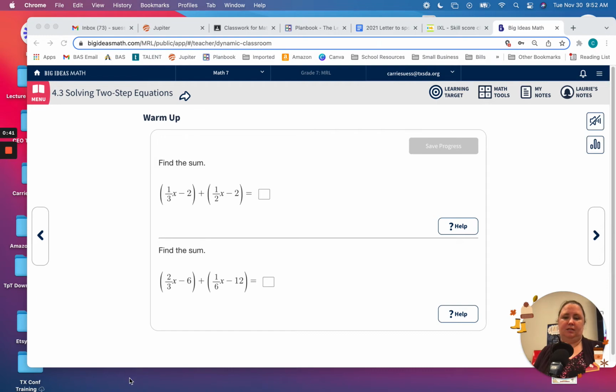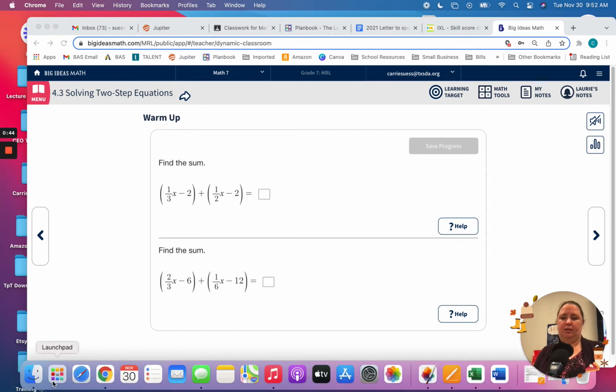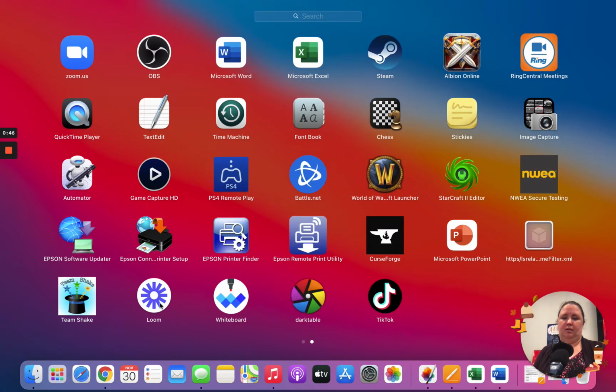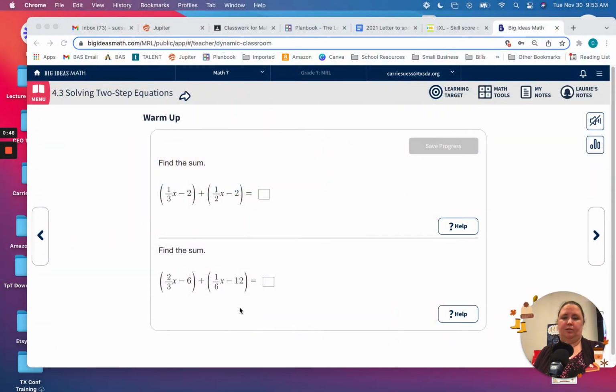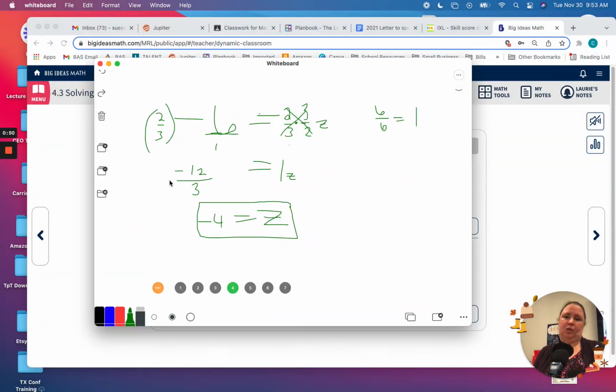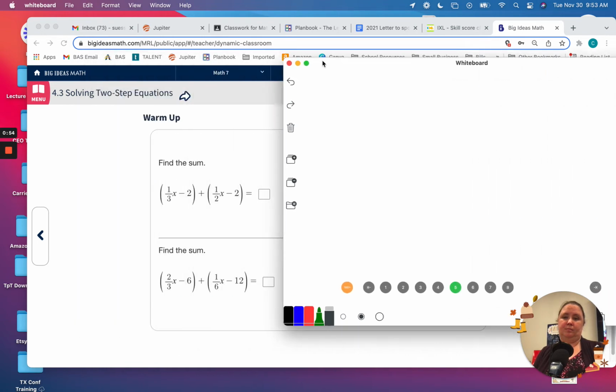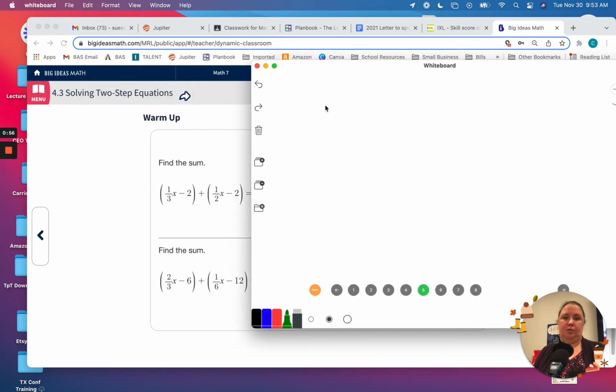All right, let me pull up my whiteboard real quick. And I will show you how to do this. Or remind you. All right, so we're 1/3 x minus 2 plus, this is what we've been doing all last lesson, guys.